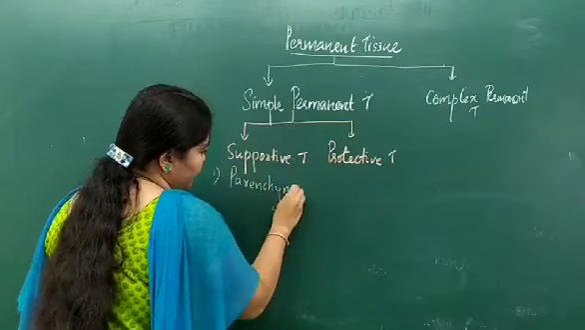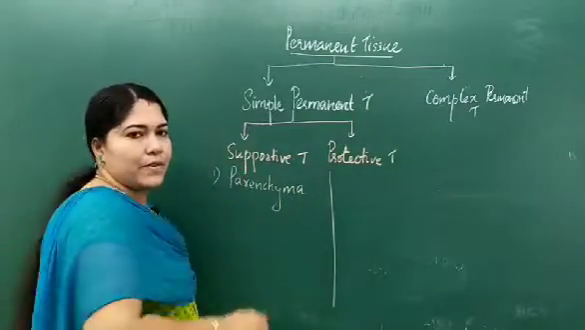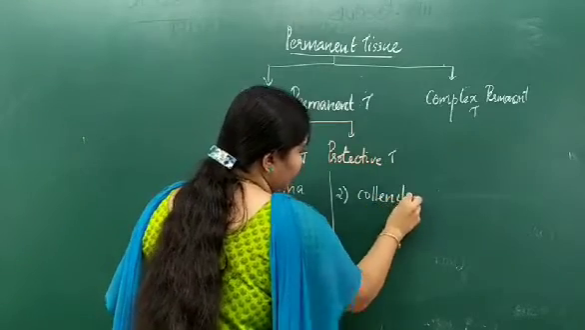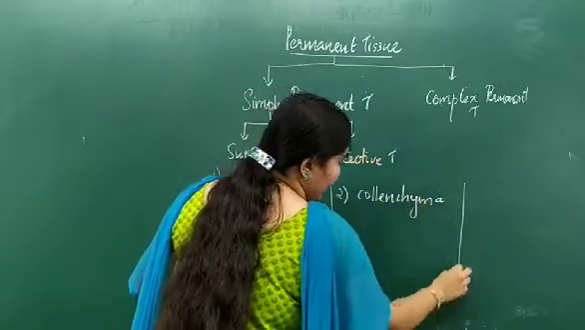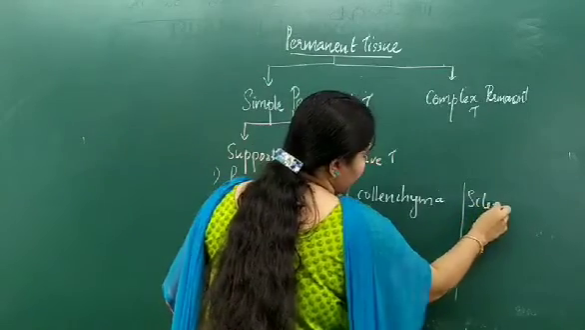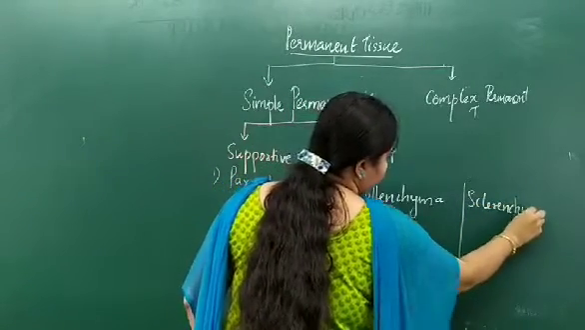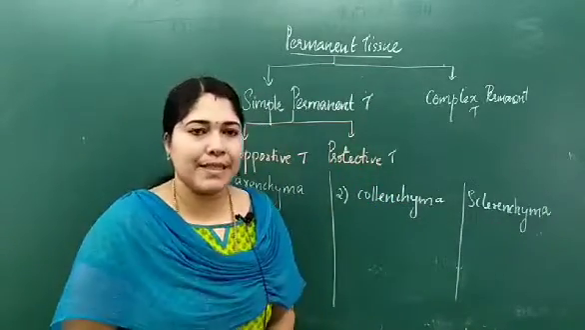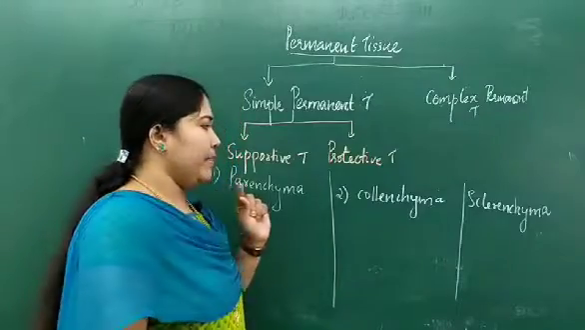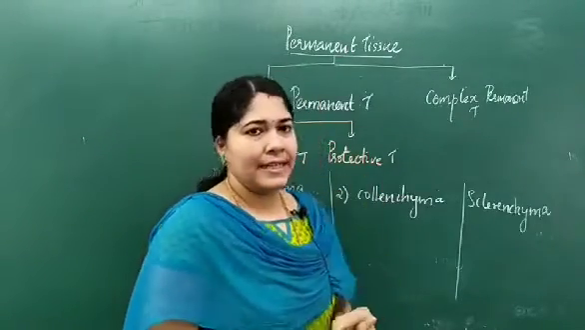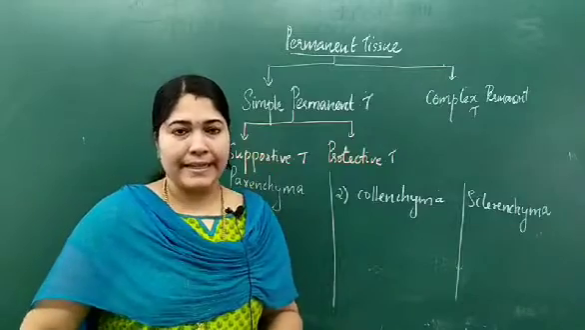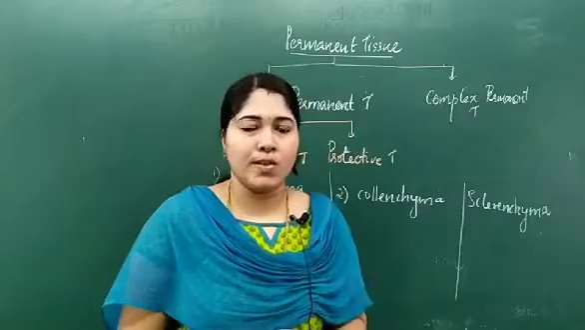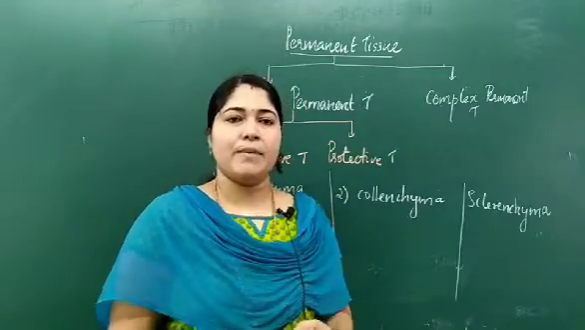Parenchyma. The other one is collenchyma. The third one is sclerenchyma. These are the three types of simple supportive permanent tissues. What are they? Parenchyma, collenchyma and sclerenchyma. Each one we will study. Remember parenchyma, collenchyma and sclerenchyma. I'll show the pictures also in this section.